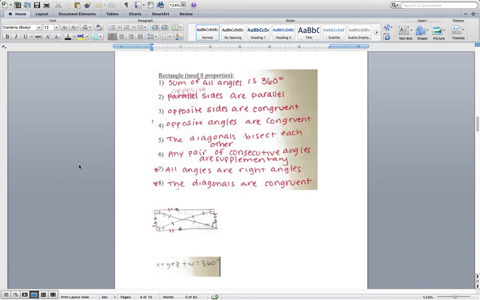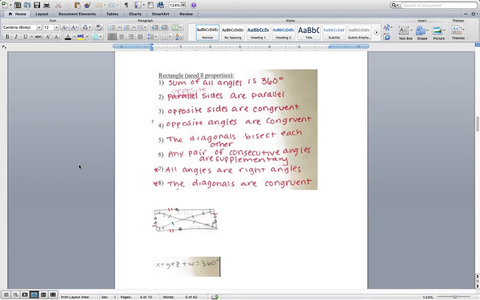Opposite sides are parallel, just like a parallelogram. Opposite sides are congruent, just like a parallelogram. Opposite angles are congruent. The diagonals bisect each other. Any pair of consecutive angles are supplementary. Okay, so numbers 1 through 6 are the same as a parallelogram.